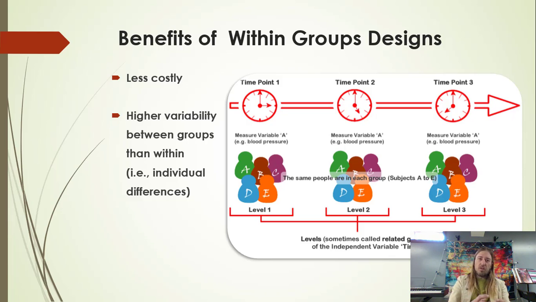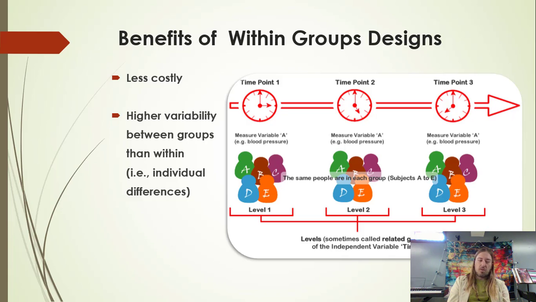And so you still have a group of individuals, and they still will vary from one another. But in a between groups design, because each group is different people, there's different amounts of variability in each of these groups. Even if they're approximately equal, there's no way of tracking that variability from one group to another because it's not the same individual.